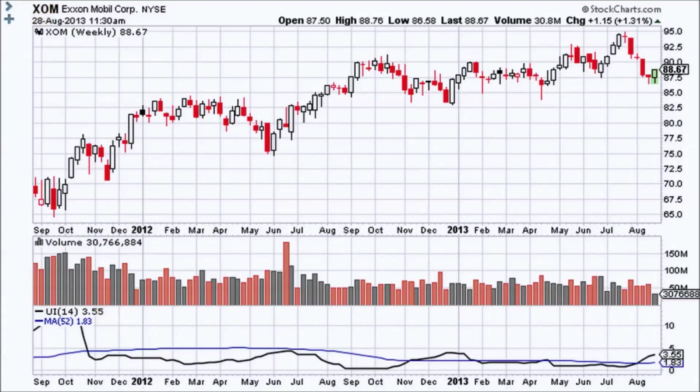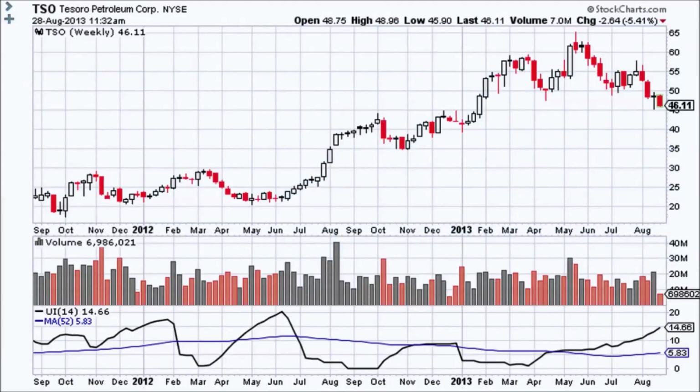Let's take a look at Tesoro Petroleum Corp, ticker symbol TSO. Its weekly average over the last year is 5.83%. That's very high. And its current reading is 14.66%. So this one is an extremely volatile stock. It's great for day trading and doing short swing trades, but this is not one I would buy and hold, especially when you see a bearish head and shoulders chart pattern forming with the head right here, the left shoulder here, and the right shoulder here.